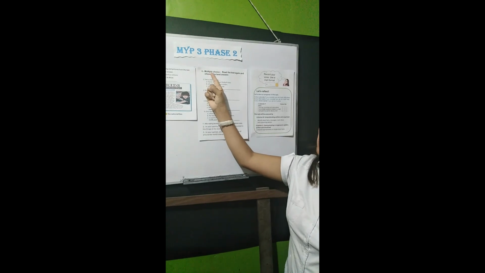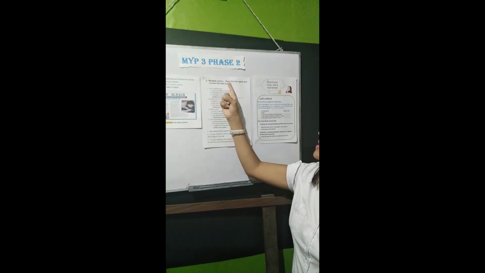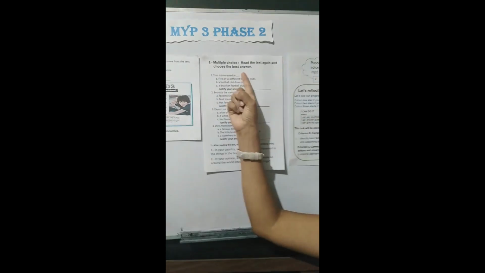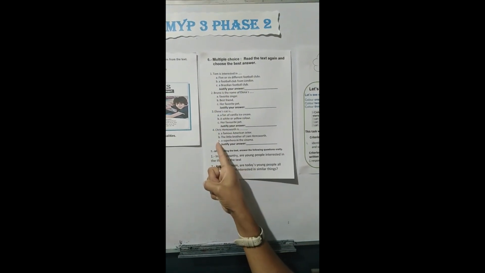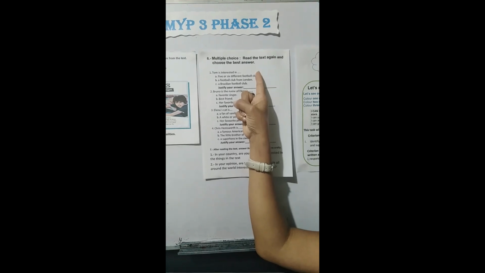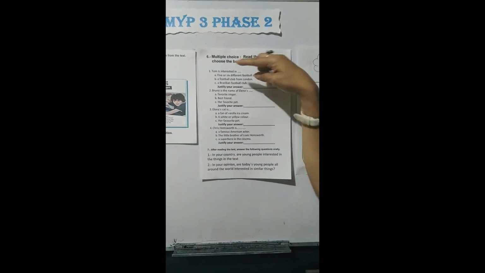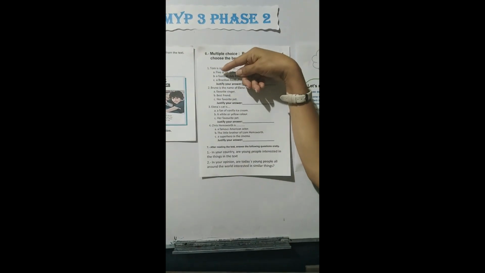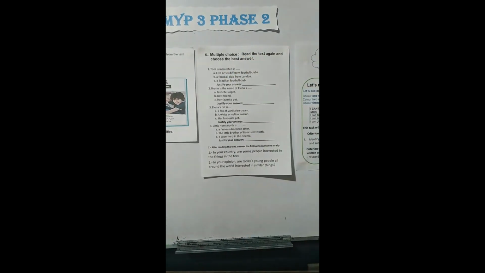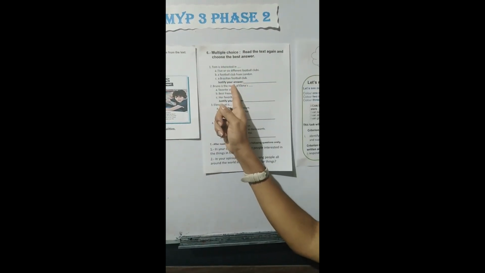Now, did you like the reading about 21st century kids? After applying skimming and scanning, you will continue with a multiple choice activity. Read the text again and choose the best answer. You have 4 different statements. The statements are not complete. You have to complete the idea by circling the correct answer. You have possibilities A, B, and C. After you circle the correct answer, justify your answer.